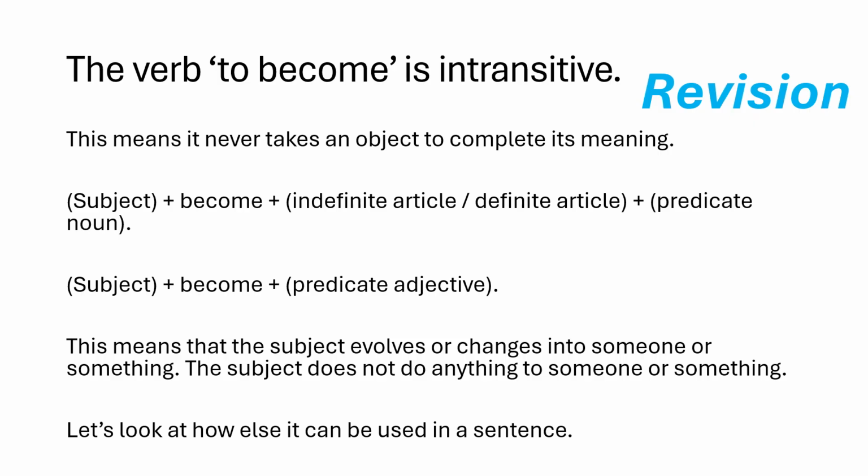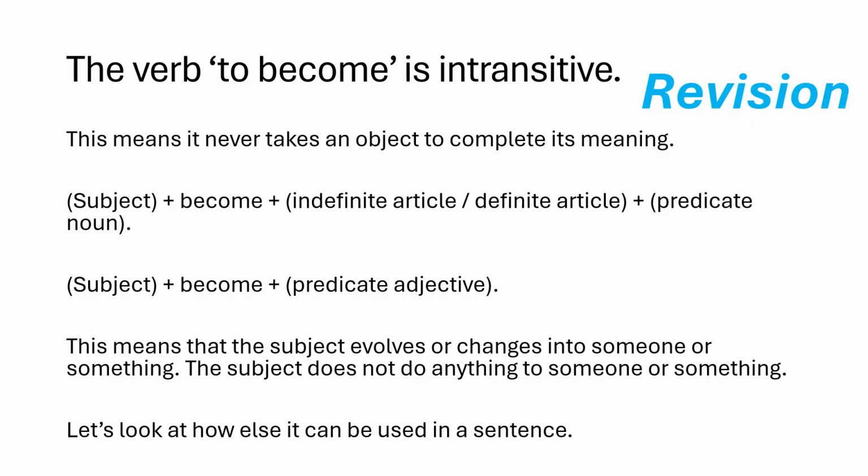The verb to become is intransitive. This means it never takes an object to complete its meaning. The sentence structure could look like this. Subject plus become plus indefinite article or definite article plus predicate noun. Subject plus become plus predicate adjective. This means that the subject evolves or changes into someone or something. The subject does not do anything to someone or something.